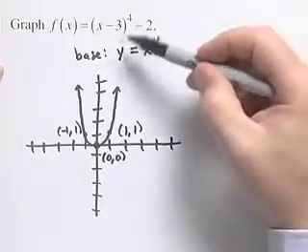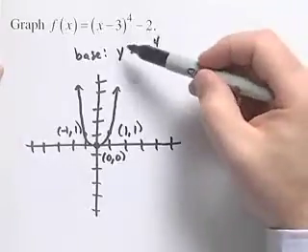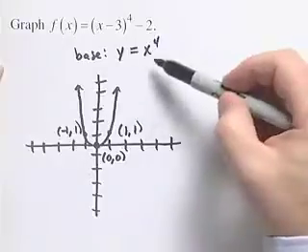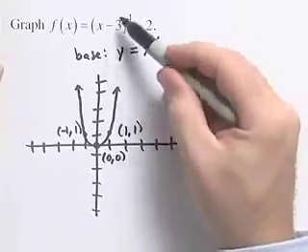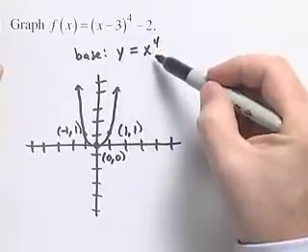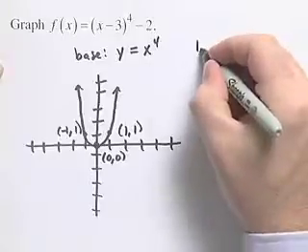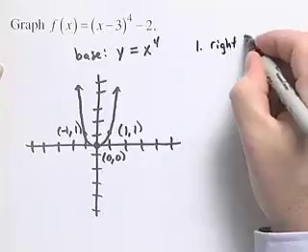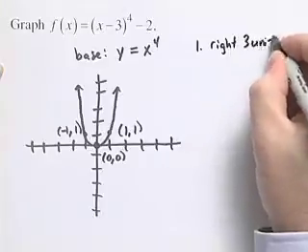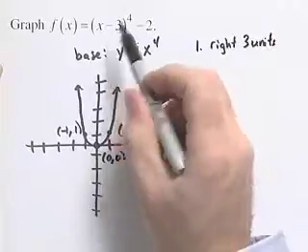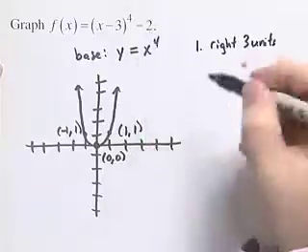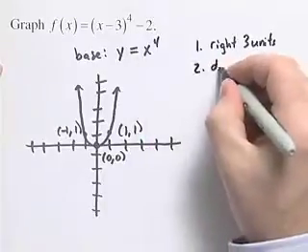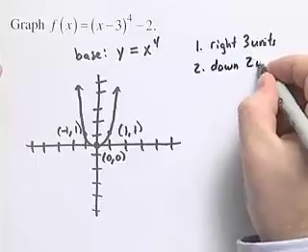Next, we want to look at using our techniques for shifting, reflecting, and so on to graph this function. Looking at our function up here compared to the base function, we see that we need to do a shift right 3 units from the x minus 3. And then out here we have a minus 2. That's a shift down of 2 units.